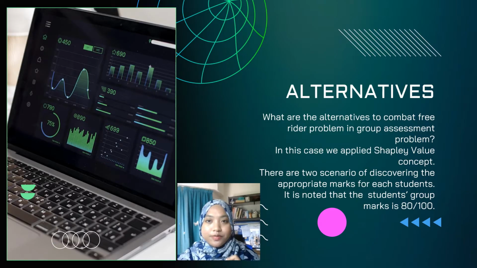We'll continue the presentation with the next part, which is alternatives. So what are the alternatives to combat the free rider problem in group assessment? In this case, we apply the Shapley value concept. There are two scenarios of discovering the appropriate marks for each student. It is noted that the students' group mark is 80 over 100.